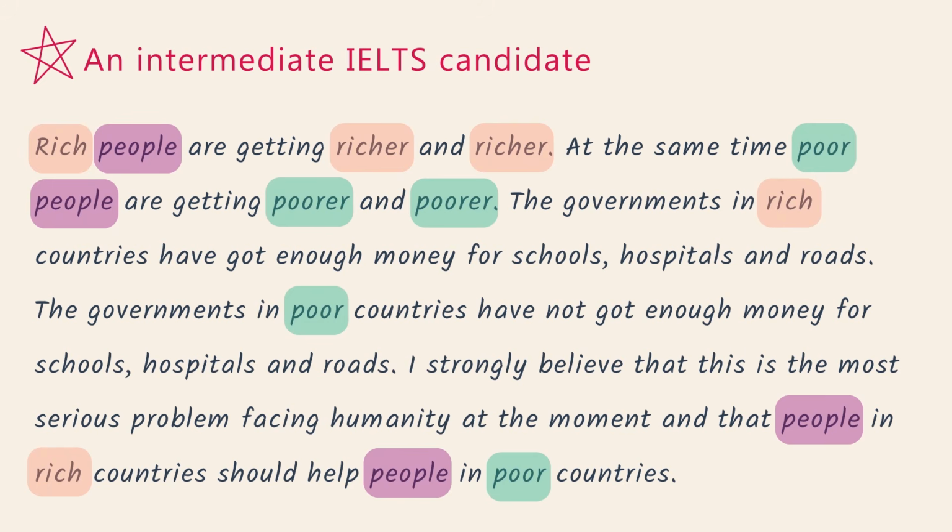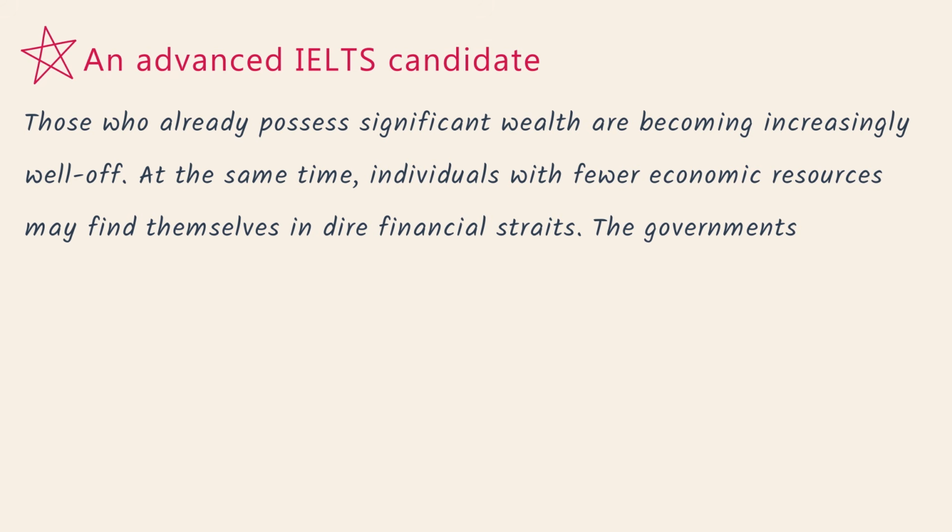Now, another sentence, the sentence after that was that the governments in rich countries have got enough money for schools, hospitals, and roads. So we can use the governments itself. Instead of in rich countries, can you think of another synonym for rich? Yes, when talking about a country, we can write prosperous, right? So the governments in prosperous and successful areas. Instead of rich countries, we can write prosperous and successful areas.